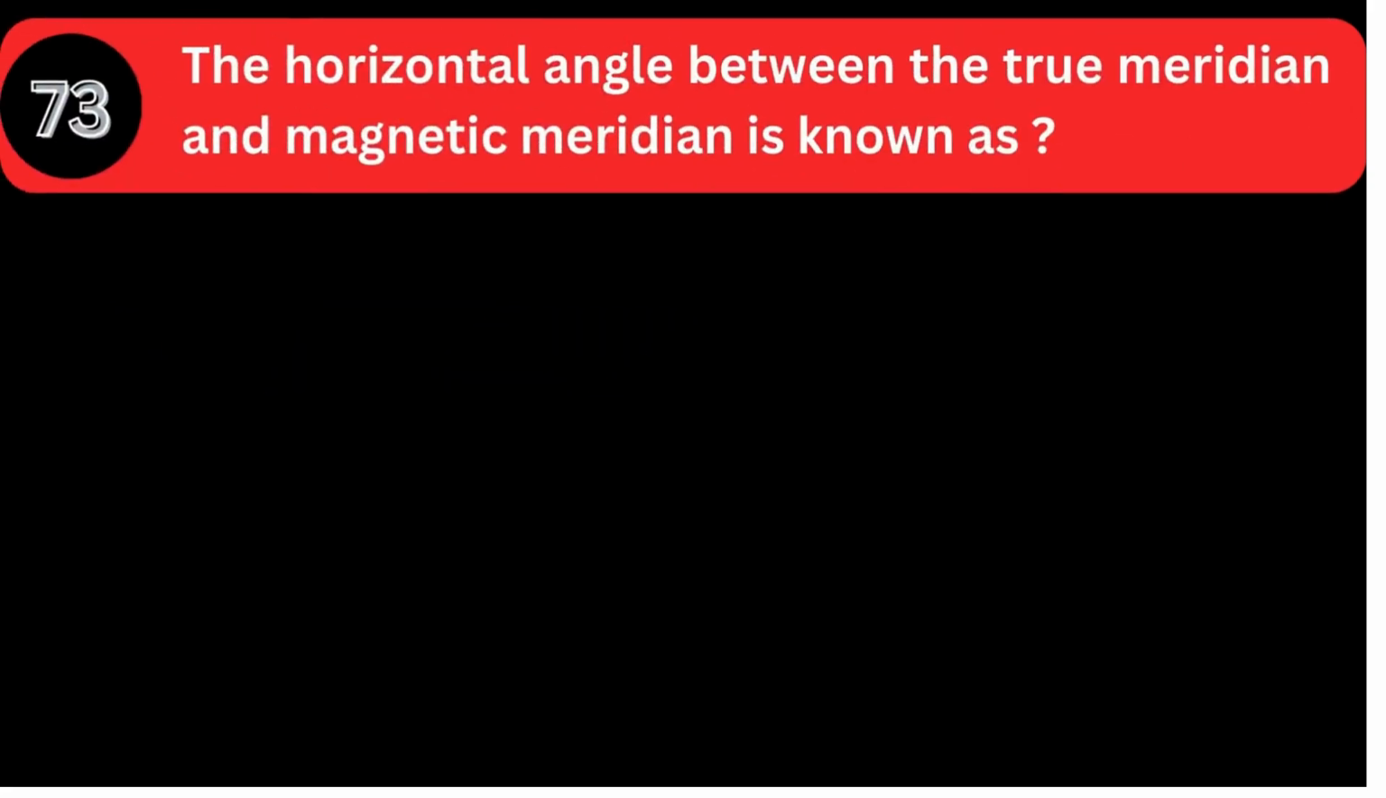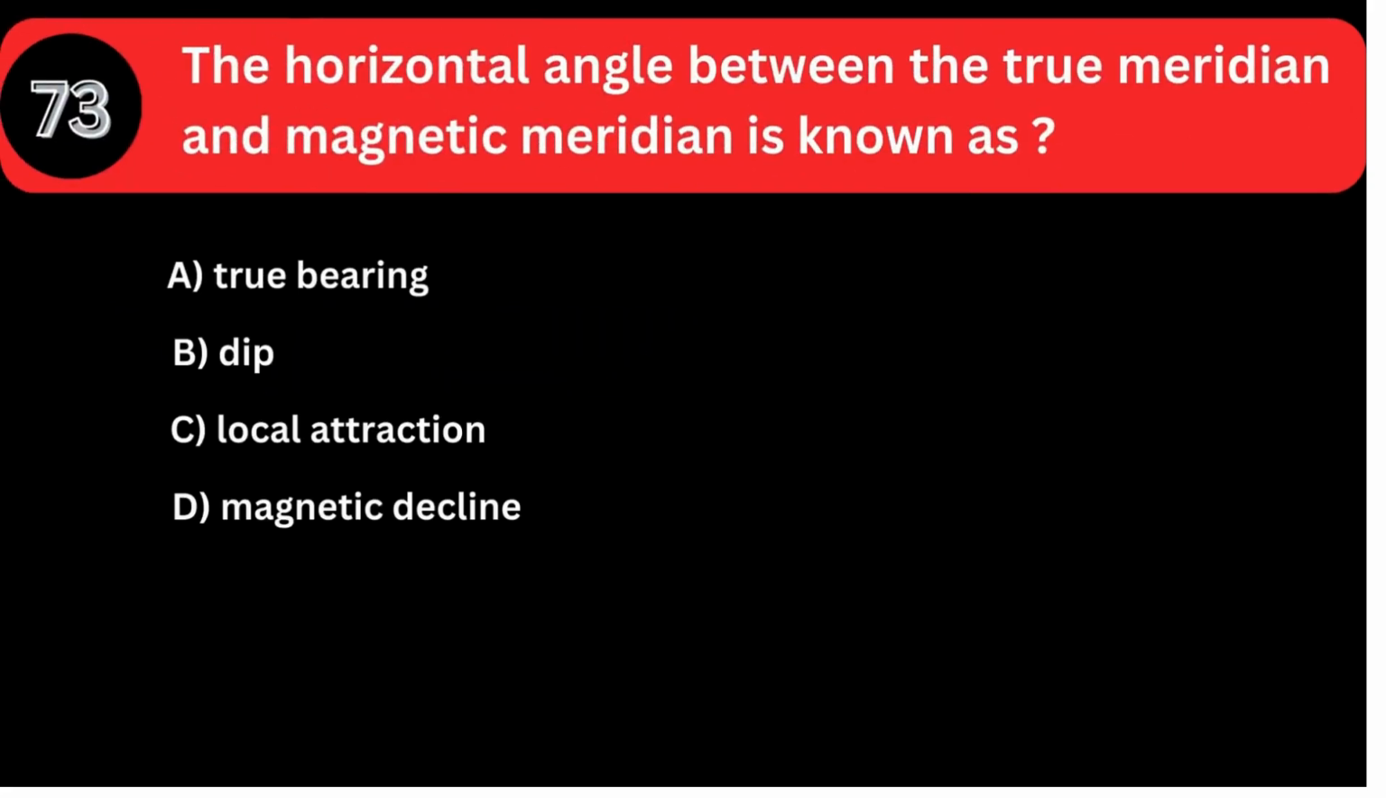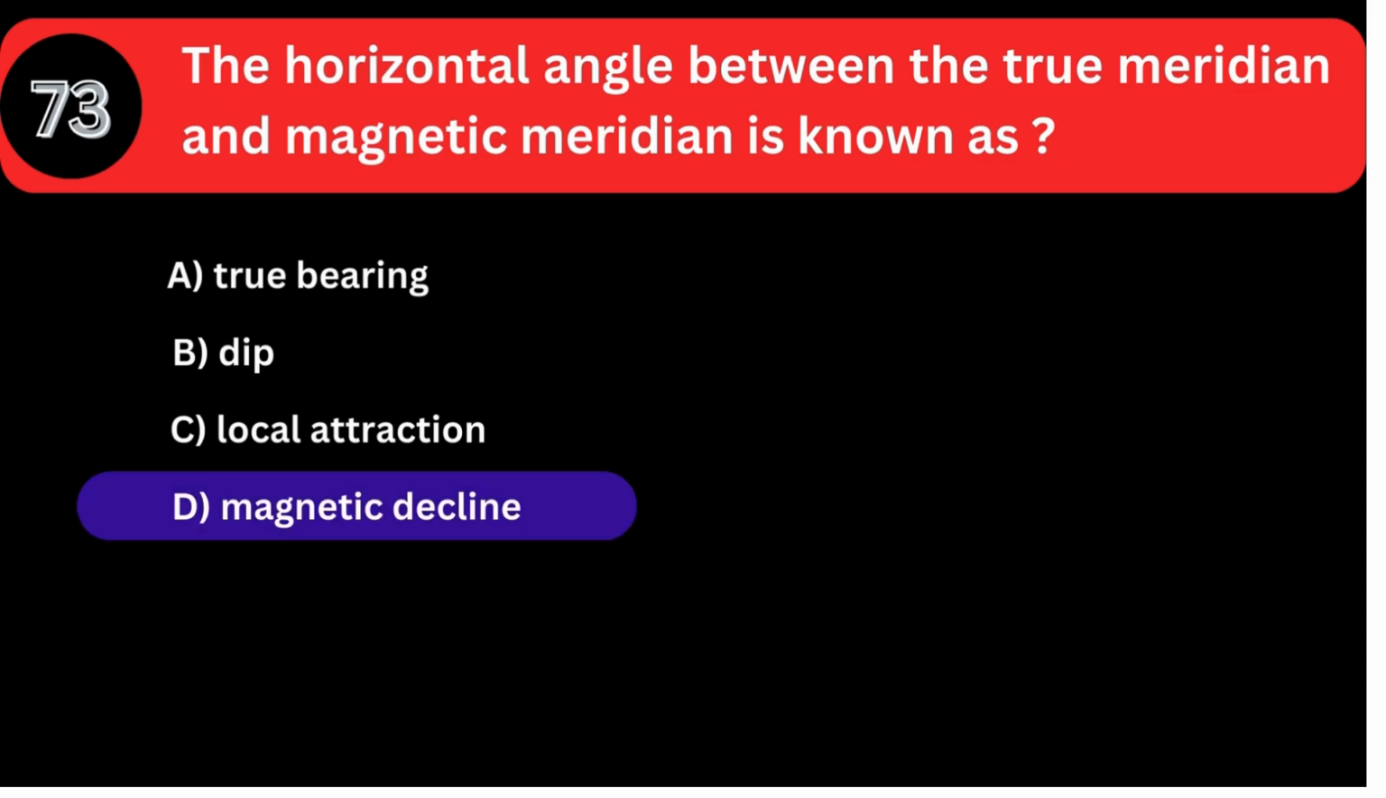The horizontal angle between the true meridian and magnetic meridian is known as. Options: A. True bearing. B. Dip. C. Local attraction. D. Magnetic declination. Answer: D. Magnetic declination.